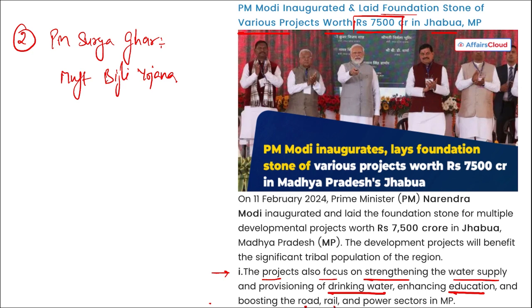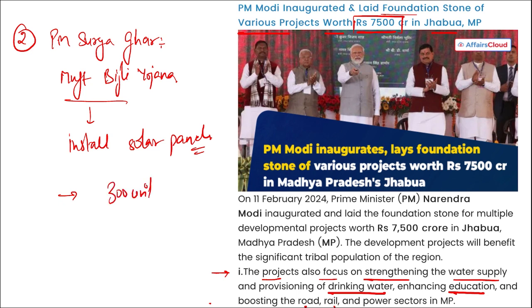This PM Surya Ghar Muft Bijli Yojana was launched by Prime Minister Narendra Modi, and the aim of this particular scheme is to encourage people to install and set up solar panels on their rooftop and enjoy free electricity. Under this scheme, the aim is to provide free electricity of up to 300 units per month to 1 crore households in India. Correct? So that is PM Surya Ghar Muft Bijli Yojana.